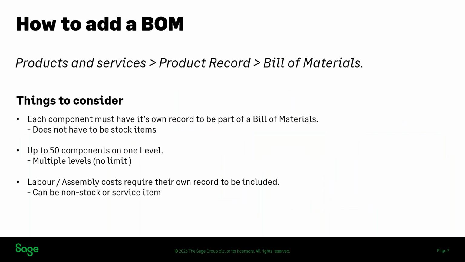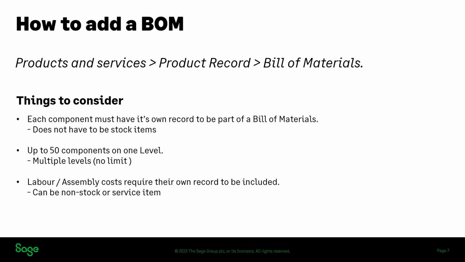So in terms of how to add a BOM, you would go into products and services, into the product record, and then into bill of materials. Things to consider. Each component must have its own product record to be part of the bill of materials, but they do not have to be stock items.